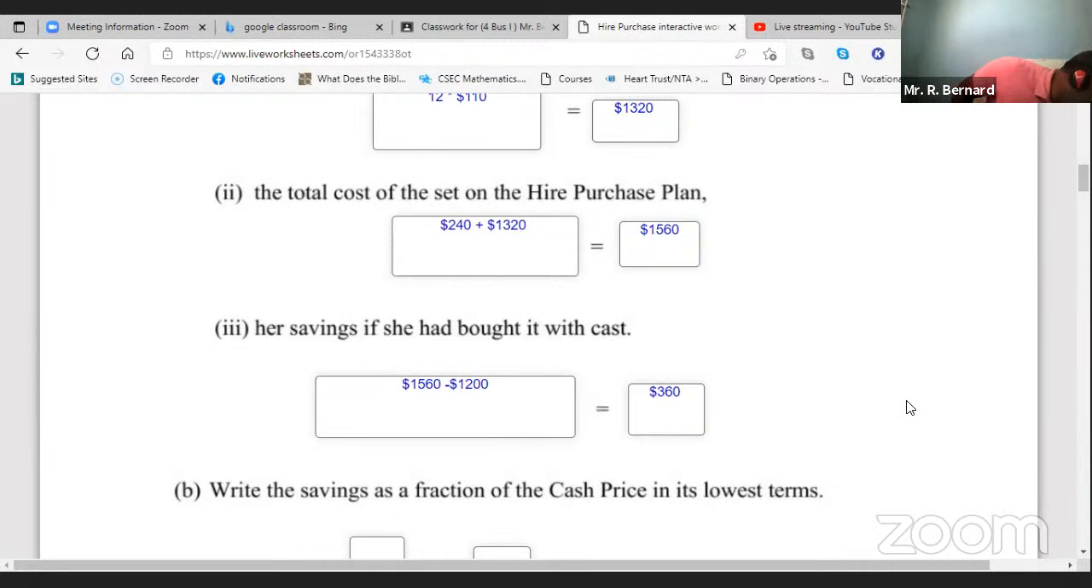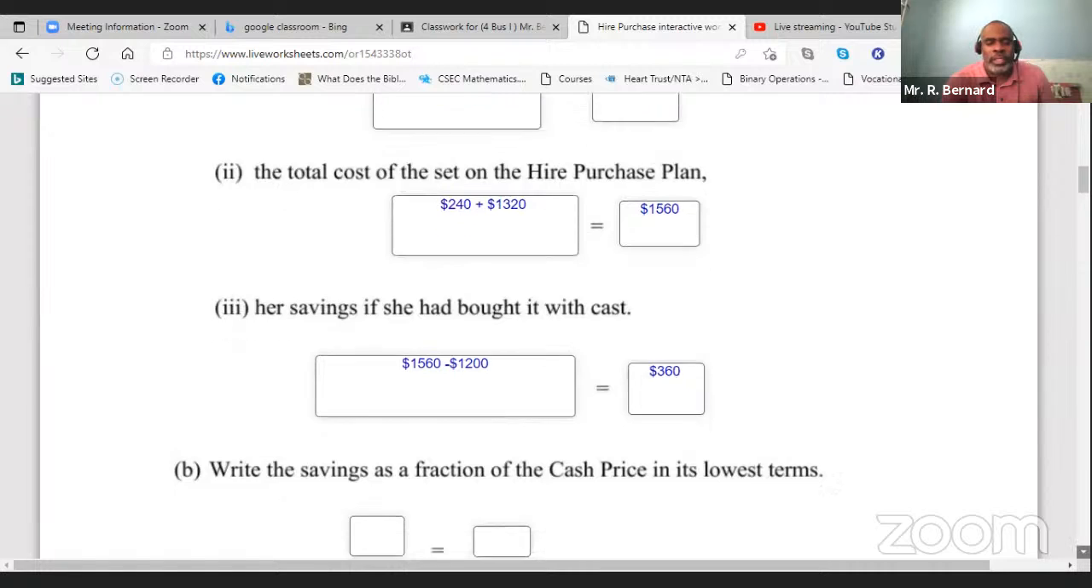So it is normally cheaper to pay for it in cash. However, not everybody has the ready cash, so therefore they have to use a hire purchase plan. But in order to use a hire purchase plan, you have to pay for the convenience of the hire purchase plan, hence the additional payment, right? But $360 is not much to lose, so it is worth it in that case.